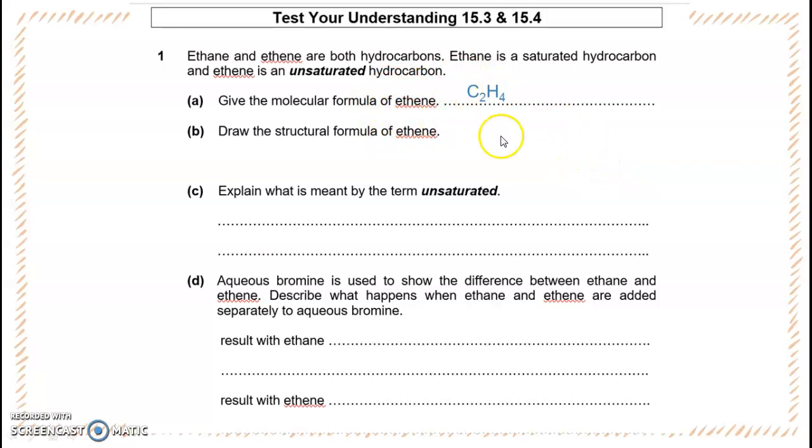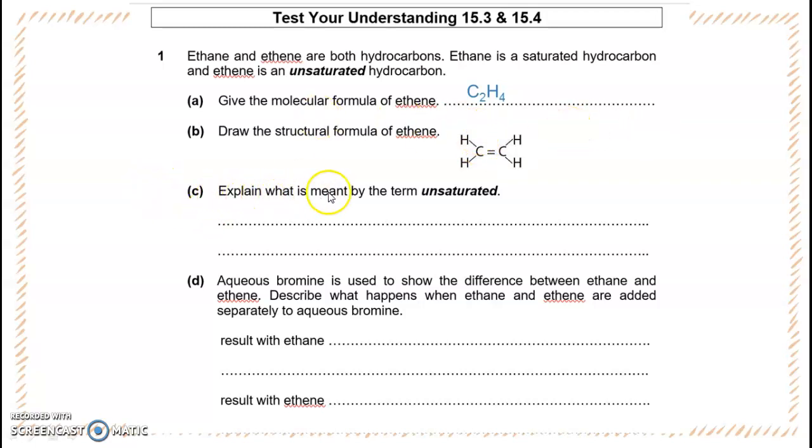Part B, you're supposed to draw the structural formula of ethene. I want you to take note that if it's an alkene, there should be a presence of a carbon-carbon double bond, and make sure that each carbon has 4 bonds joined to it. So this is how your ethene should look. Please check your answer. If your answer shows the hydrogen sticking out in a straight line, it's also fine.